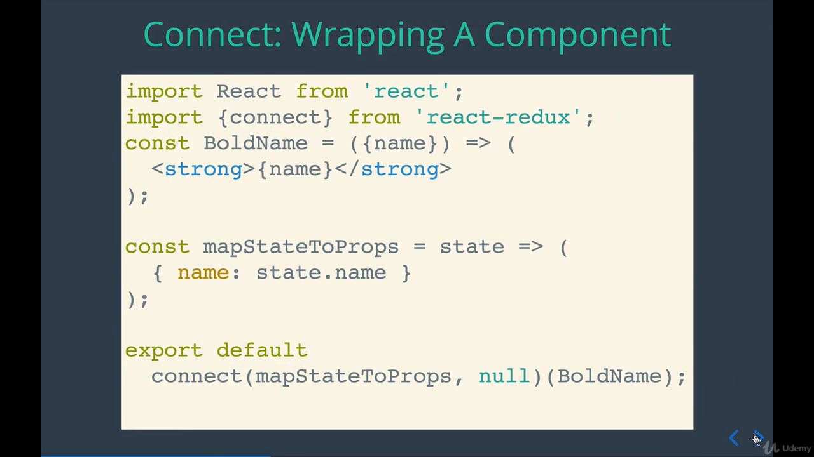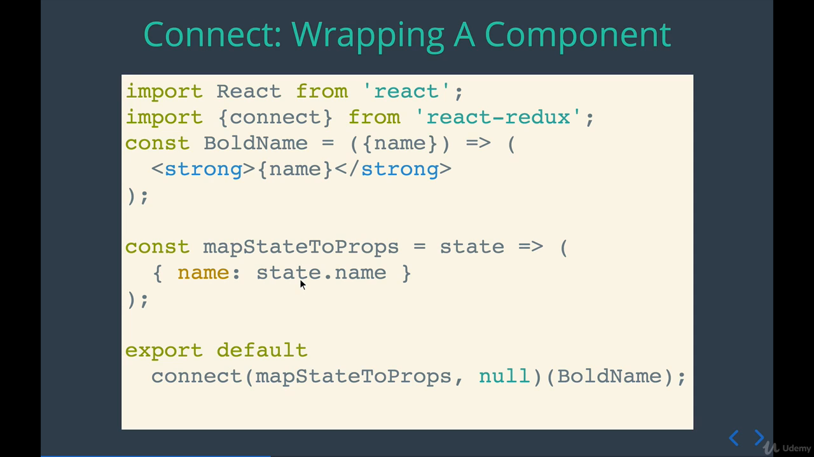Once we've set up our store, we need a way of getting the state out of the store and into our components. So in this example, I have a very simple component called BoldName. It takes in a name as a prop and just puts strong tags around it. Assuming I have a key of name in my state, in order to pass that into my component as a prop, I need to implement this mapStateToProps function. And the parameter to that function is the entire state of your application. And what you return is the piece of state that just this component cares about. So there could be hundreds of keys in this state object, but the only one I care about for this component is name.